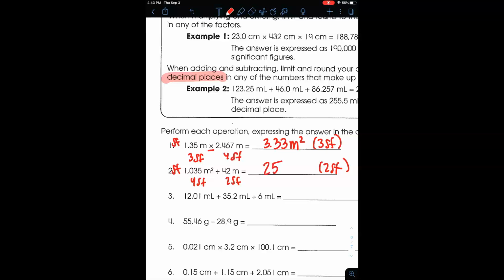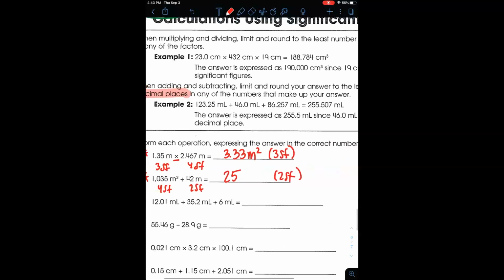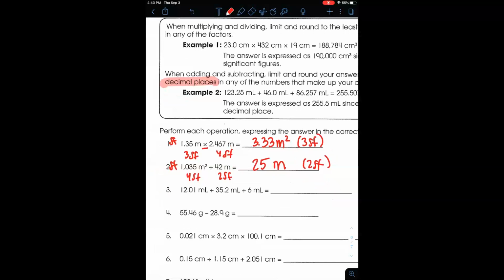But now, just a reminder for units, I've got meters squared over meters. So essentially that's like writing meters times meters over meters. And we should know by now that if we've got a unit on top and the same unit on bottom, we can actually cancel this out. So we are left with 25 meters. All right. Next one here is an addition problem.